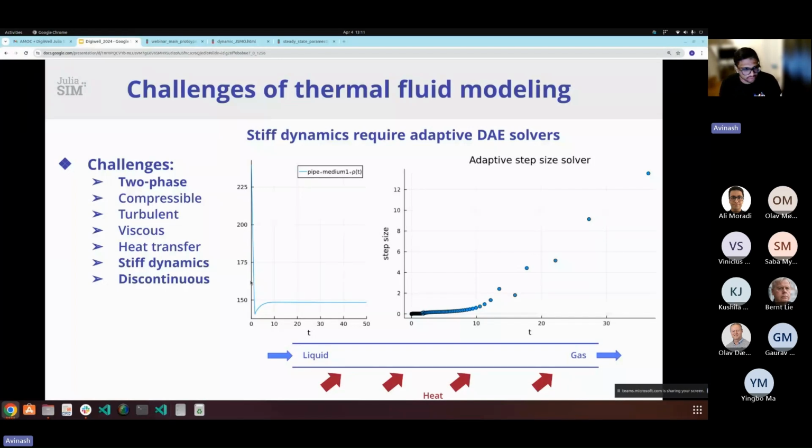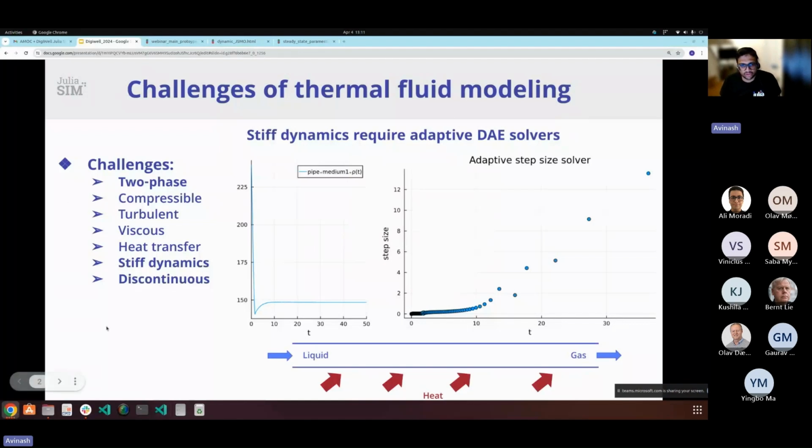This is particularly important in building and HVAC models, where the building dynamics move on the order of minutes or hours, and the HVAC pressure models change on the order of 1/10 of a second or lower. So this motivates the requirement of adaptive solvers for these stiff dynamics.